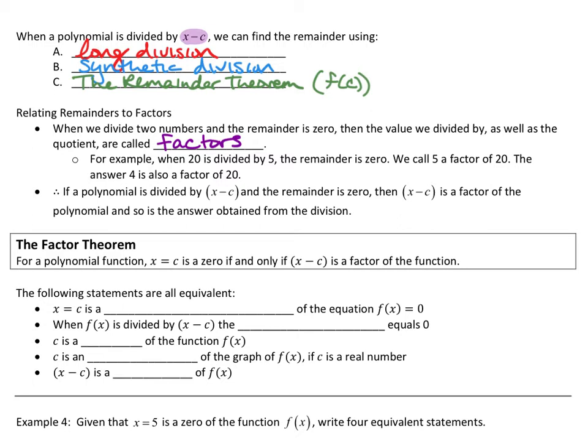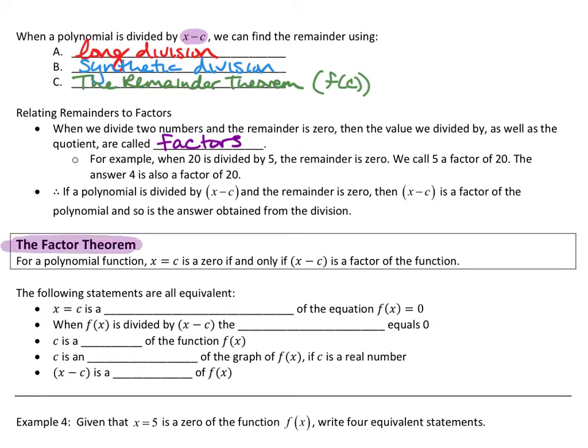The same thing works for polynomials. So therefore, if a polynomial is divided by some factor and the remainder is 0, then that factor is an actual factor of the polynomial, and the answer obtained from the division is also a factor of that polynomial. And this is told to us in another theorem. This is called the factor theorem.